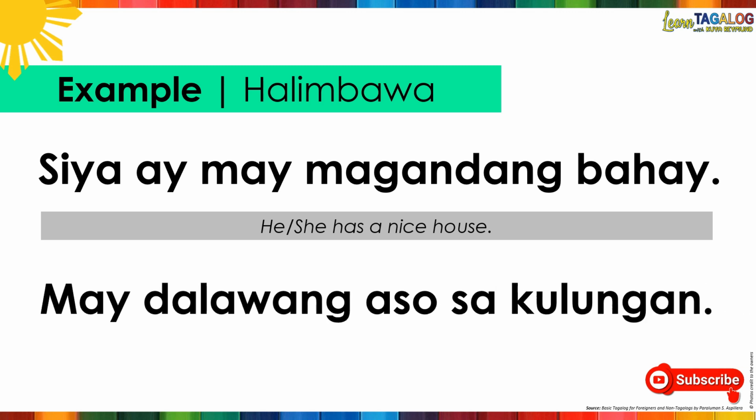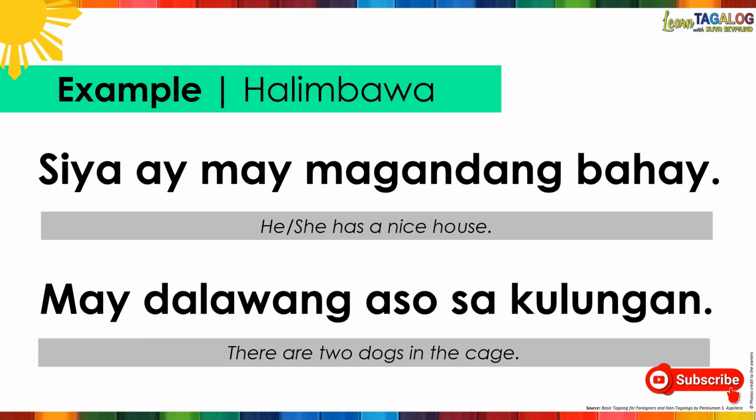Another example, ikalawang halimbawa here is, may dalawang aso sa kulungan. When we say dalawa, that means two, and then aso is a dog, and then kulungan is a cage, or it can also mean a prison. May dalawang aso sa kulungan. There are two dogs in the cage.